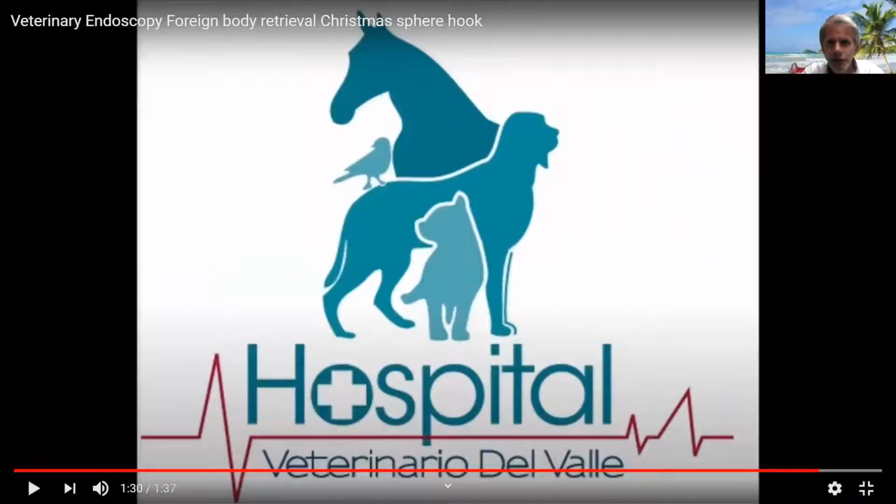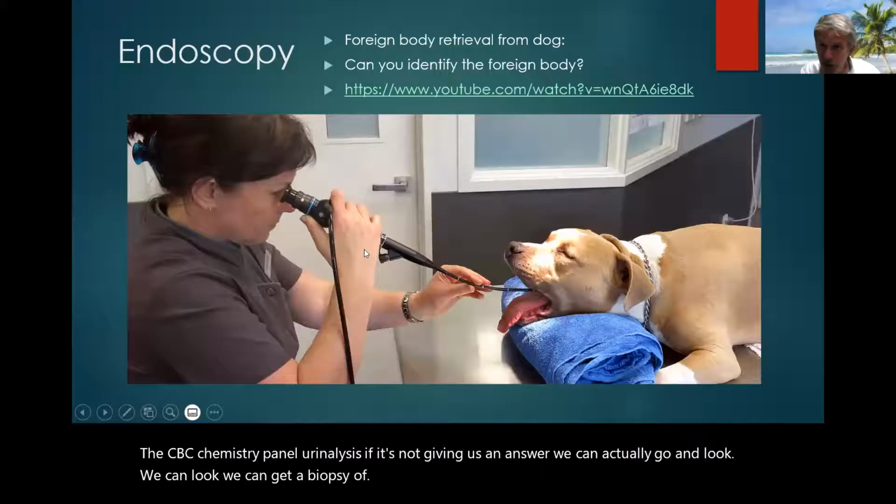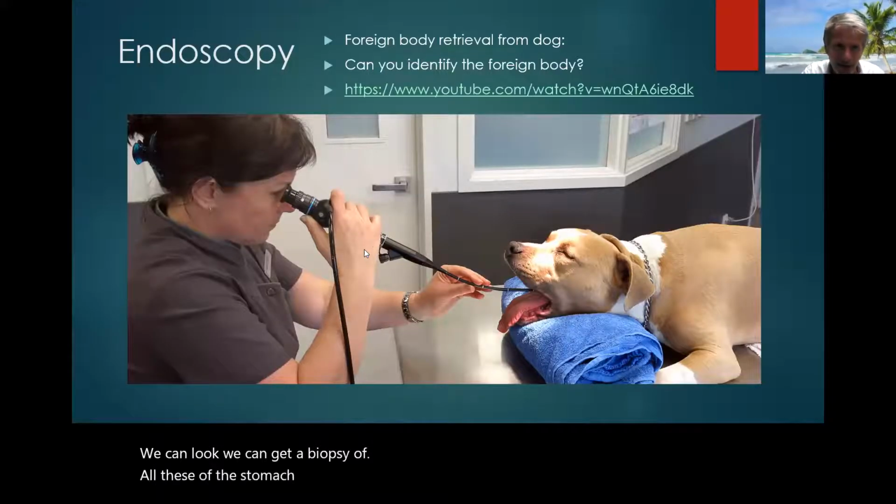So again, these are other things we can use. If the CBC, chemistry panel, and urinalysis aren't giving us an answer, we can actually go and look. We can get a biopsy of the stomach or the small intestine, and that can sometimes give us our answer.